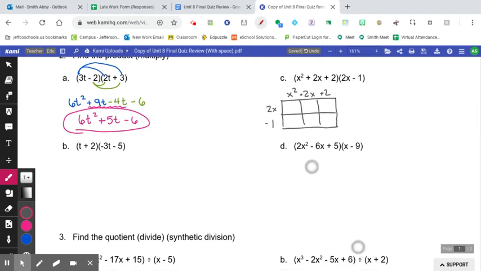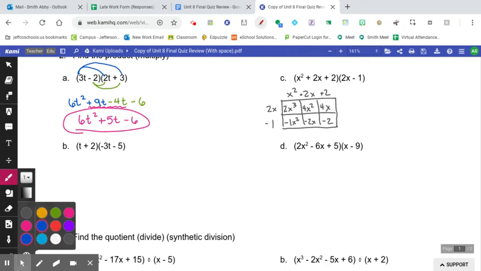All right, 2x squared times 2x is 2x to the third. X squared times negative 1 is negative 1x squared. 2x times 2x is 4x squared. 2x times negative 1 is negative 2x. 2x times 2 is 4x. 2 times negative 1 is negative 2.